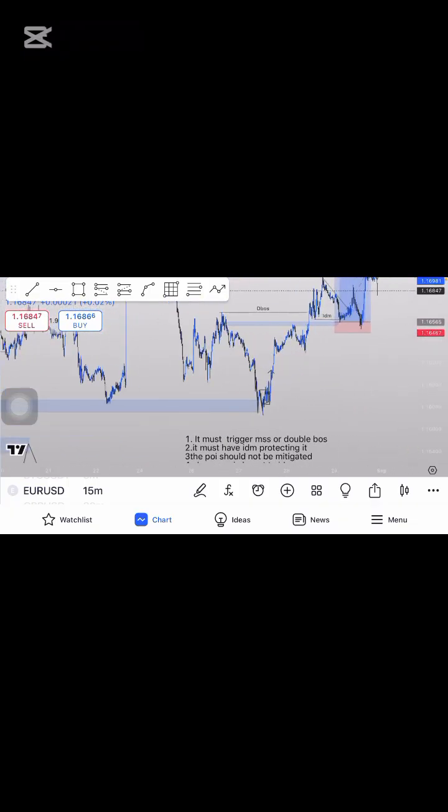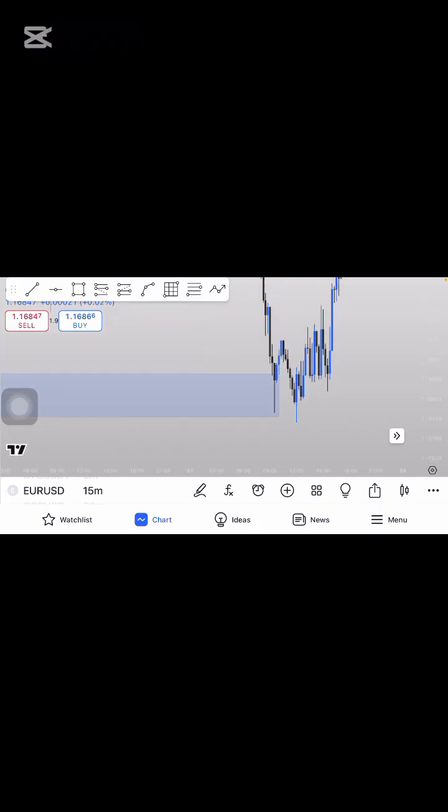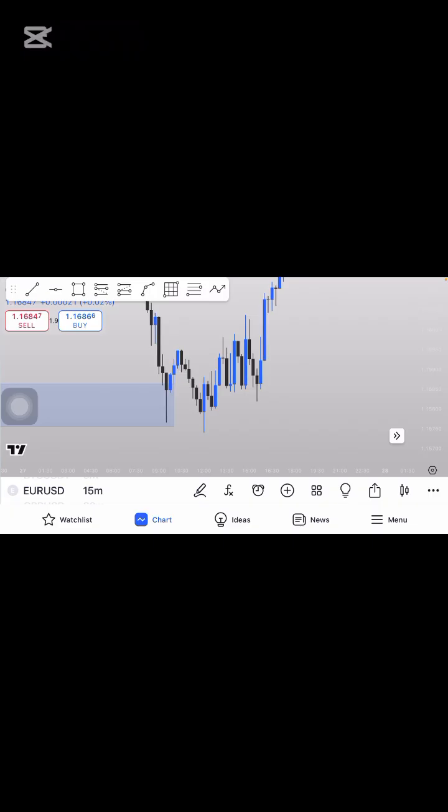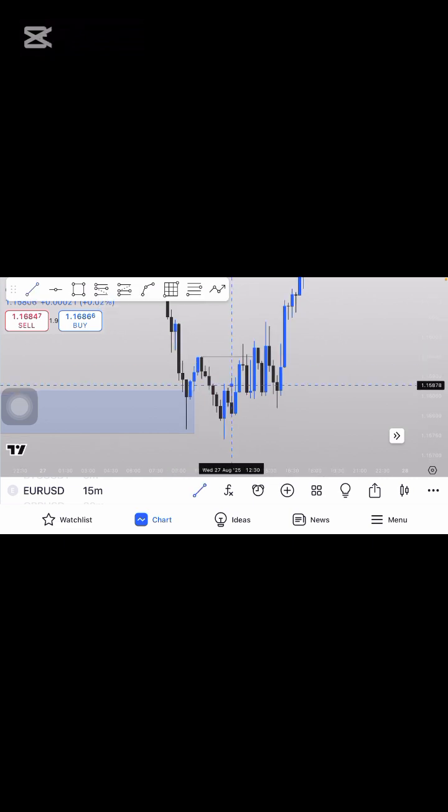So this is picking a POI. Now let's analyze this Euro USD from here. Our first rule says that it must trigger market structure shift or break of structure. This is our market structure shift here. This is our last high that's been broken. After this last high, we have this inducement here. This is our inducement.